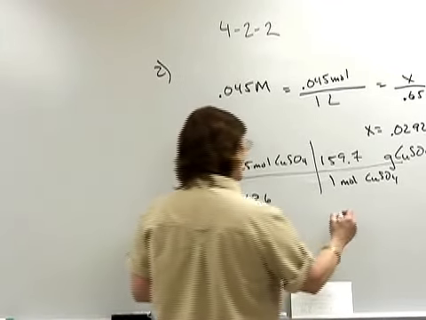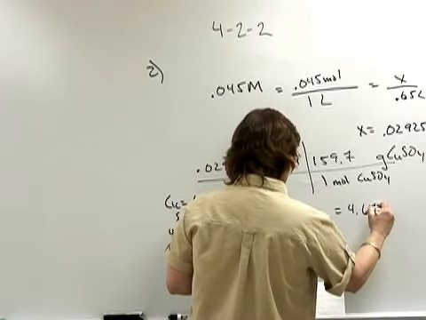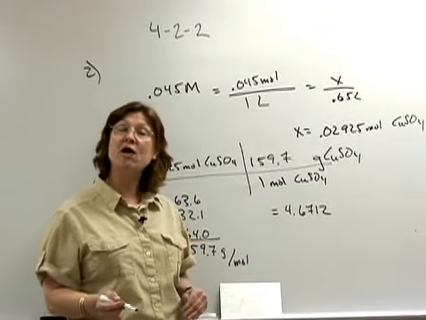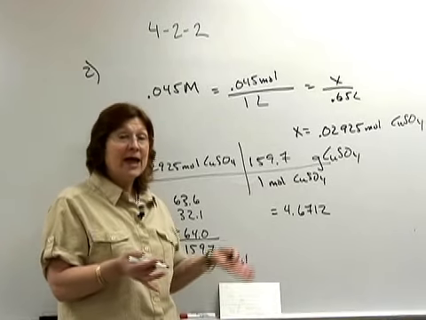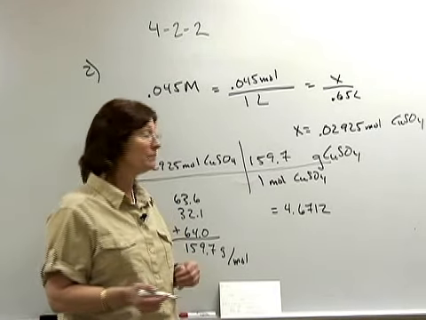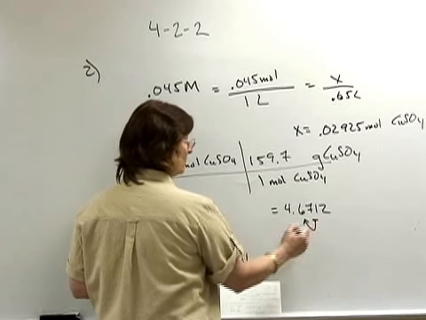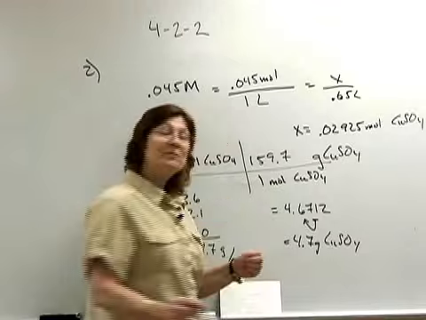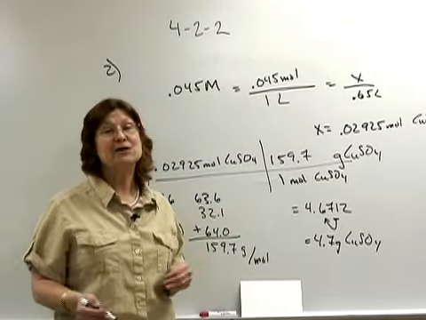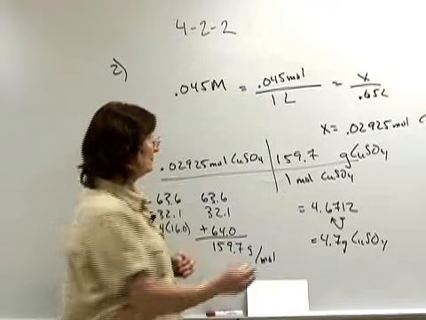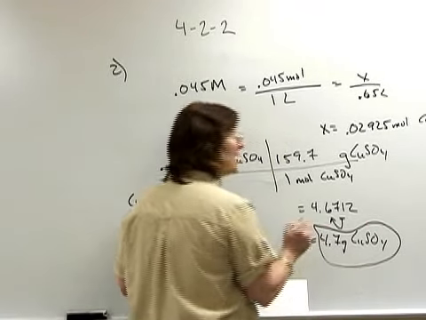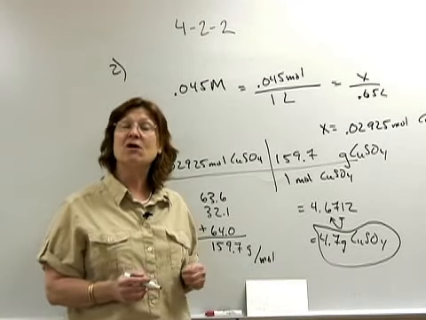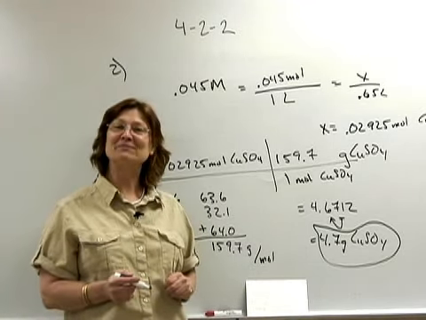Then when I do the math, I come up with 4.6712. Remember, I go 4 places past the decimal and cut it off. Then I look back to my original problem. And the number with the least number of significant digits would be 2. And therefore, the 7 will round the 6 up. And my final answer will be 4.7 grams of copper 2 sulfate will be added to a total volume of 650 milliliters. So if I'm asked to prepare a solution, I need to know what mass of the compound I need to weigh out on the scale. And that's how you do that problem.